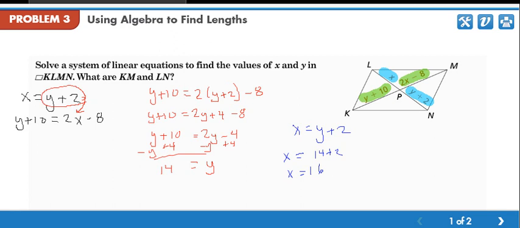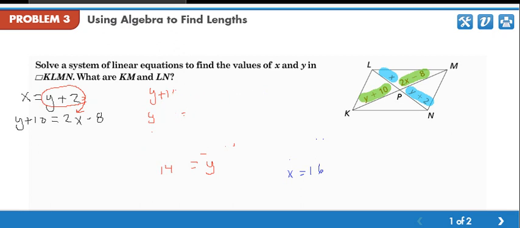So I'm going to erase, I'll keep this right here. Let's erase everything else, give us some room to work with. Alright, there we go. My last bit right here is, if we know that x equals 16, then 16 plus 16 is going to give me 32. So I know that right here LN is going to equal 32, and that's for that one.